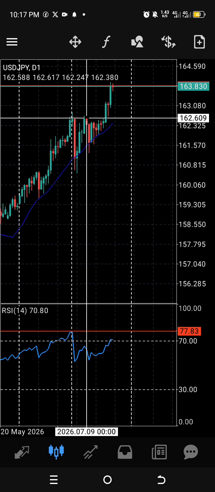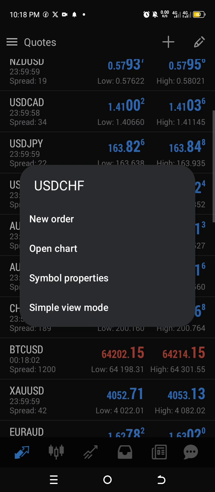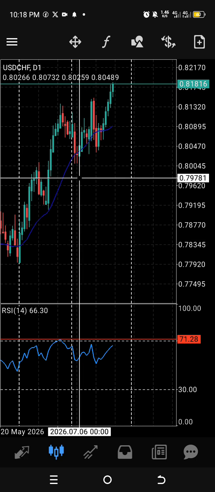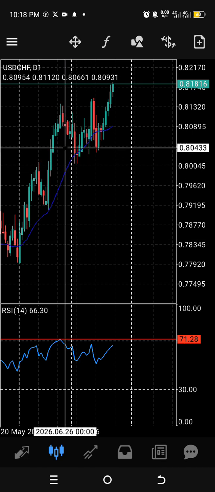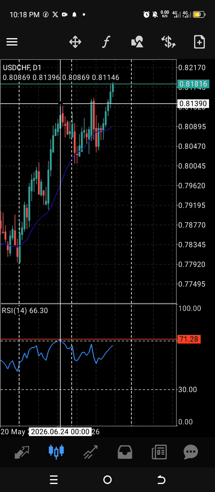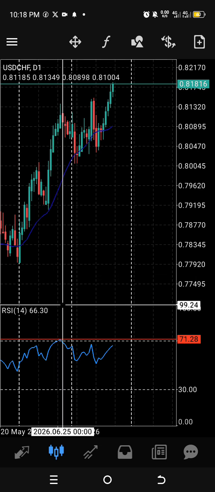Let us go and check our second trade, which is US dollar Swiss franc. US dollar Swiss franc daily time frame. This is US dollar Swiss franc. Same thing happened, it is still very similar as well. We have a regular bearish divergence here as well. Look at this high, this level. This is a resistance level, and this level is equivalent to this high for the oscillator.